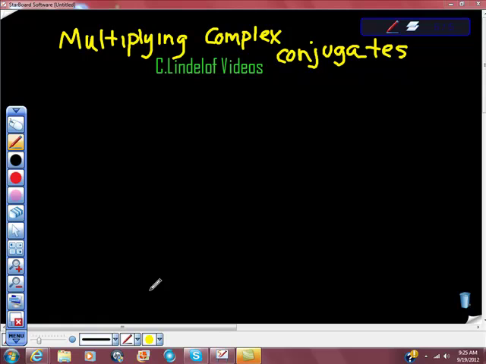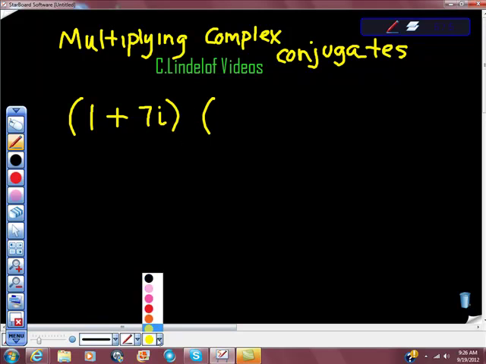Multiplying complex conjugates, what we're saying is we're going to take a complex number like 1 plus 7i. And what's the complex conjugate of this? This is our complex number right here, isn't it? So what's the conjugate of this complex number? Right, 1 minus 7i.